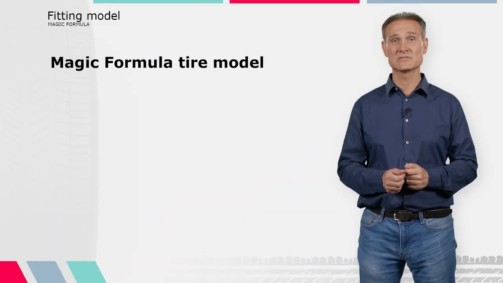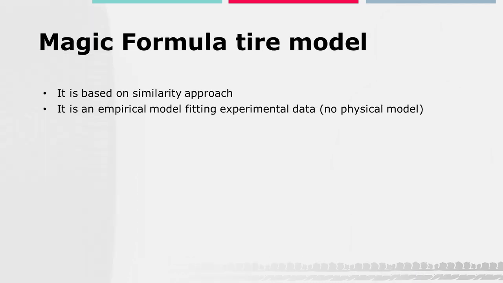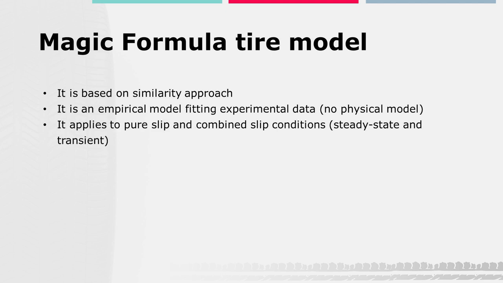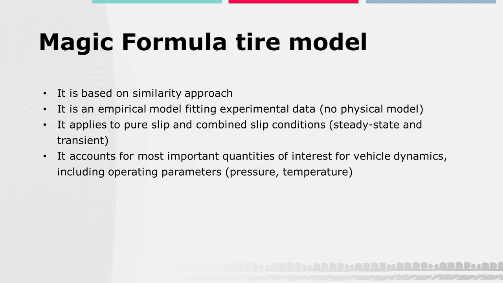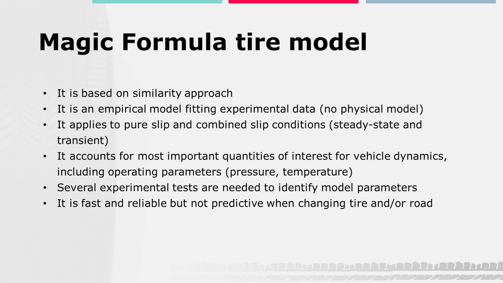To sum up, this video presented the MF tire model. It is based on the similarity approach. It is an empirical model fitting experimental data. It applies to both pure and combined slip conditions, steady state and transient. It accounts for most important quantities of interest for vehicle dynamics, including the operating parameters like pressure and temperature. It requires a number of dedicated experimental tests to identify the model parameters. It is fast and reliable, but not predictive when changing tire or road.